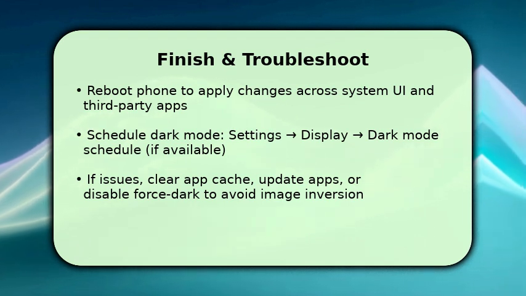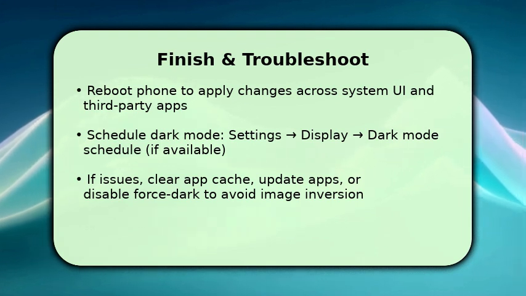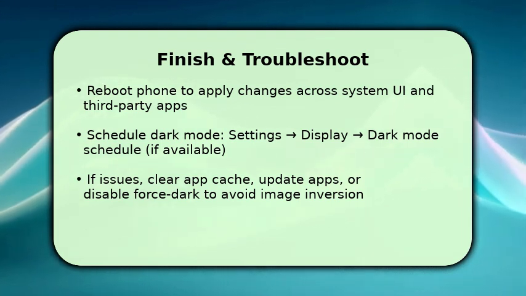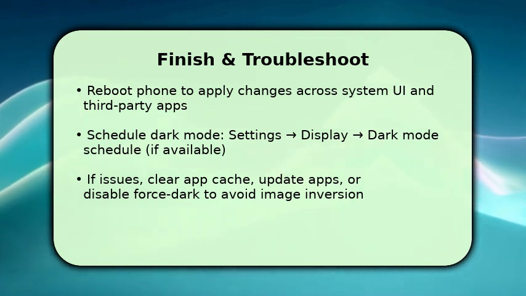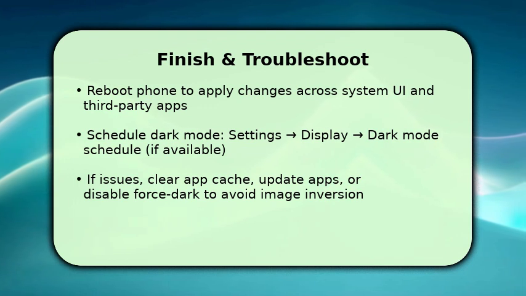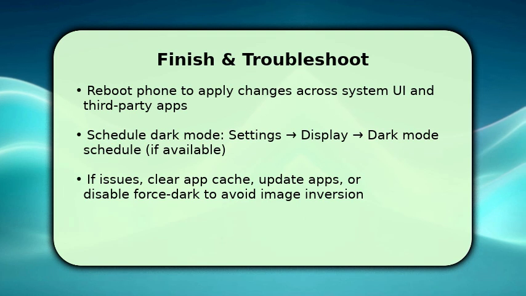If you want automation, set a dark mode schedule in display settings so it enables at sunset or a fixed time. If some apps look wrong, clear their cache or update them. And remember, you can disable Force Dark if images or controls invert incorrectly. This troubleshooting step often resolves odd color artifacts without harming system dark mode.